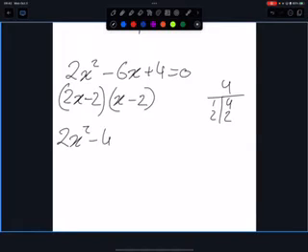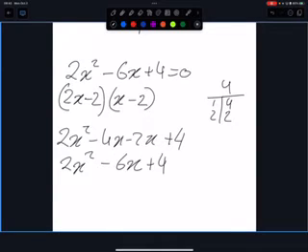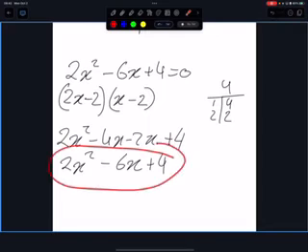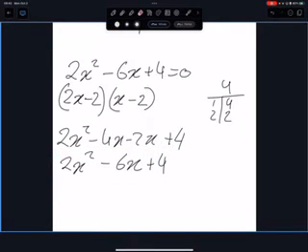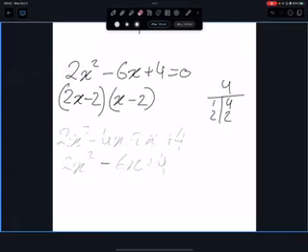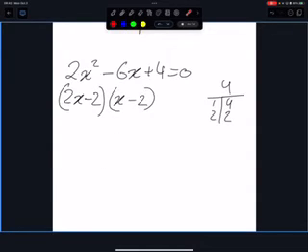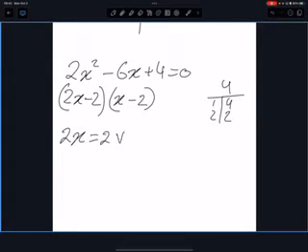2x squared minus 4x minus 2x plus 4. So you get 2x squared minus 6x plus 4. Yes? 2x minus 2, x plus 2, x minus 2. So 2x equals 2 or x equals 2, x equals 1. X equals 1 or x equals 2.